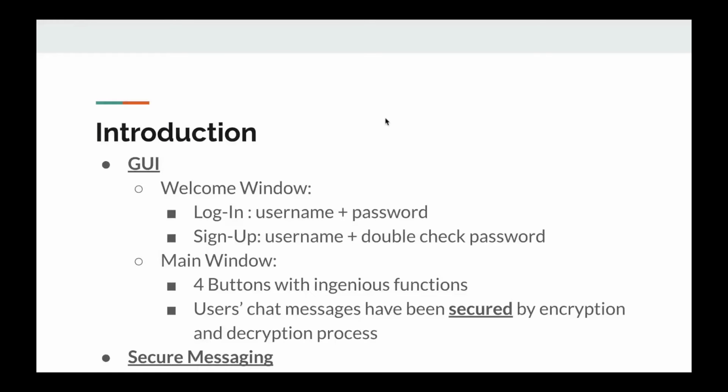Here's the introduction. In the GUI part, we believe the main purpose of implementing GUI is to make the program more user-friendly. Therefore, we plan two windows with integrated functions to provide a better user experience. The first welcome window contains a login option that requires username and password, and a sign-in option that requires username and double-check password. The second one, the main window, is a private space we created to prevent the users from directly going to the chat room when they successfully log in.